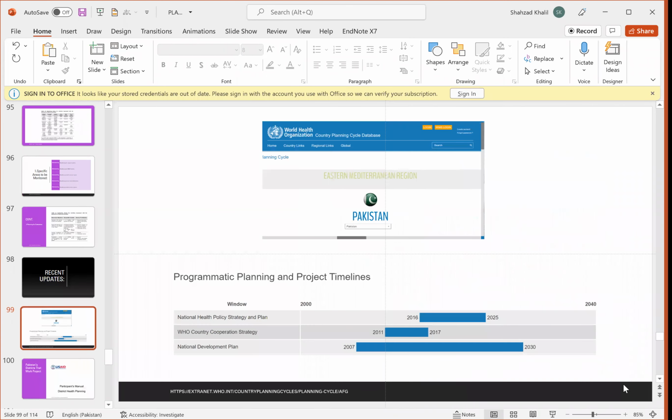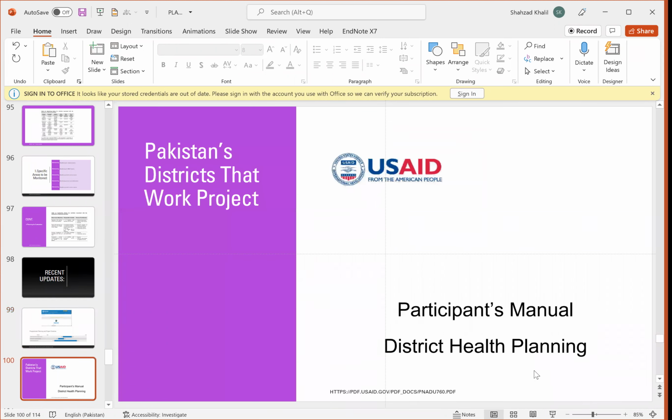Recent updates. The WHO country planning cycle database in Pakistan shows the programmatic planning and project timelines. National Health Policy is 2016 to 2025. WHO Country Cooperation Strategy was started in 2011 and finished in 2017. National Development Program started in 2007 and its deadline is 2030.